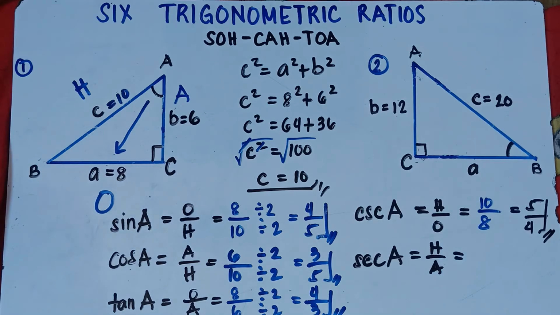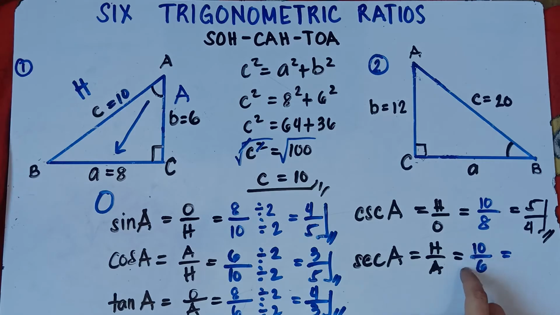Our hypotenuse is 10. Our adjacent is 6. So 10 over 6. Can we reduce? We cannot divide 10 by 6; you will get a decimal answer. You're not allowed to have a decimal answer for this one. Just reduce, class. We can reduce this one by 2, right?